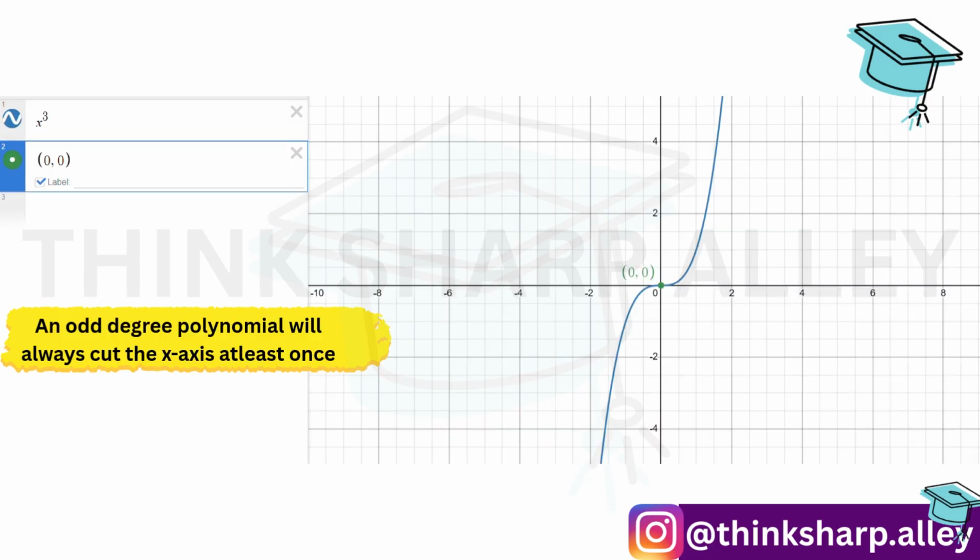But remember, a quadratic polynomial may not have zeros, right? We have seen where a quadratic polynomial is not cutting the x-axis at all, but a cubic polynomial or linear polynomial can never have no zeros. They will always have at least 1 zero. That means their graph will always cut the x-axis at least once. So a cubic polynomial can have either 1 zero, 2 zeros, or 3 zeros. Never 0 zeros. Okay? So I hope it's clear.